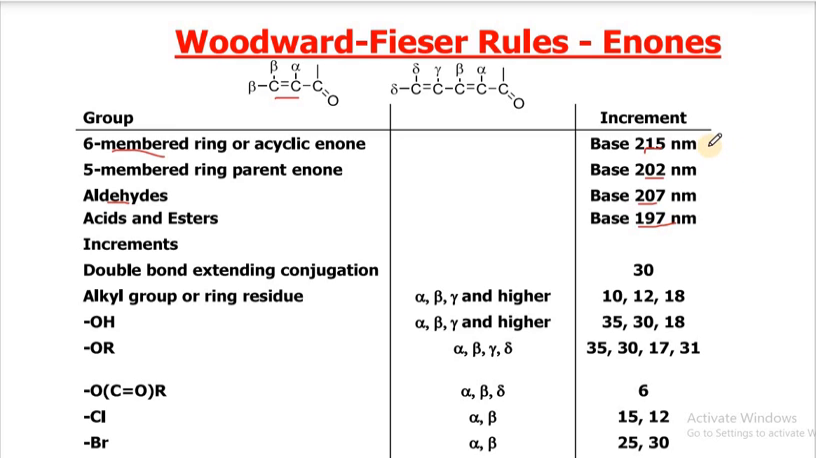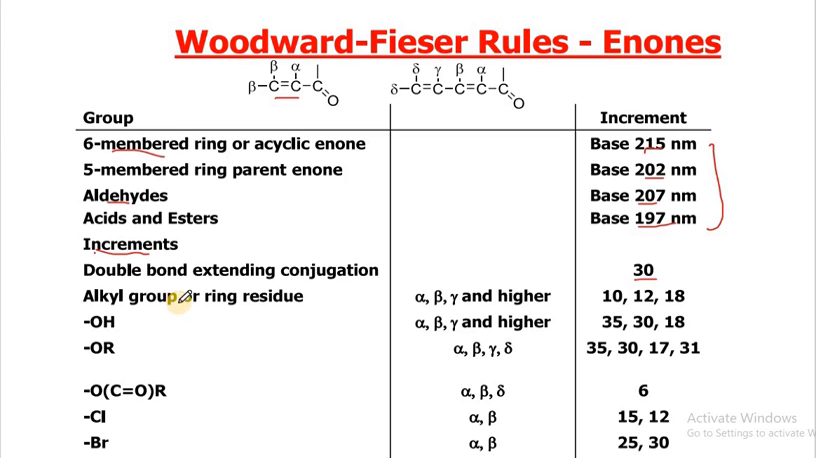So we have to remember these values, which are the main basic values, that is parent values, which must be used. And then for other type of groups, we add different values, that is different increments are added. And for double bond extending conjugation we have already done in dienes also. For this 30 nanometers added, same value is added earlier also.